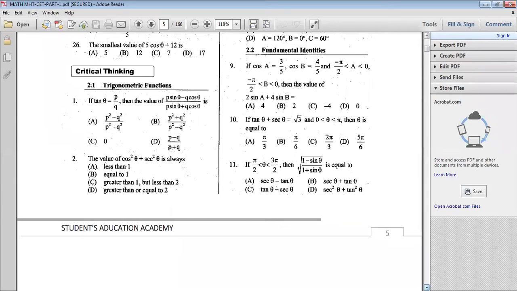Since it is given that pi by 2 is less than theta less than 3 pi by 2, then the value of root over 1 minus sine theta upon 1 plus sine theta is equal to how much? This is equivalent to how much?